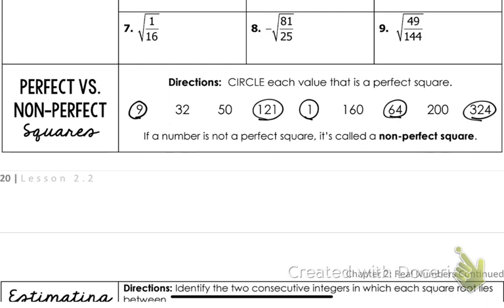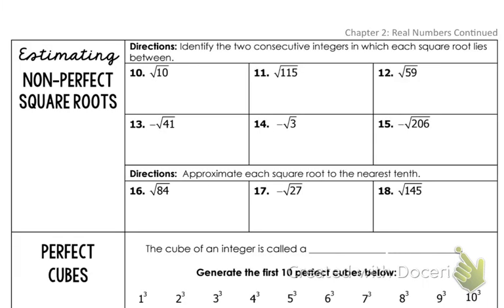All right, so we talked about perfect squares, right? They come out to whole numbers. What if they don't? What we're going to do now is estimate non-perfect squares by plugging them in our calculator. This says we're supposed to identify the 2 consecutive integers in which the square root lies between. So what I want us to do is type in square root of 10.